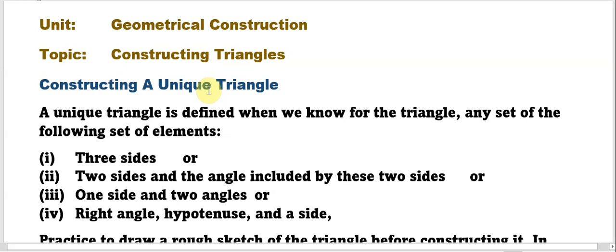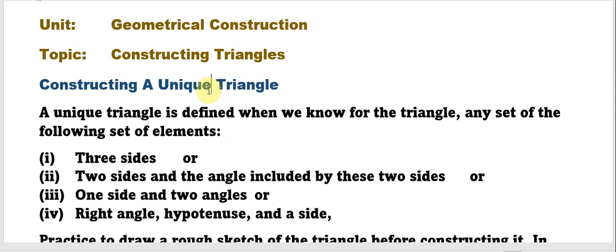Hello everyone. So we are on the unit of geometrical construction, and now we are looking at the topic of constructing triangles, and we want to look at how we can construct a unique triangle. Now a unique triangle pretty much is that triangle that we will know the various measurements of. So we will know the length of its sides and the angles.